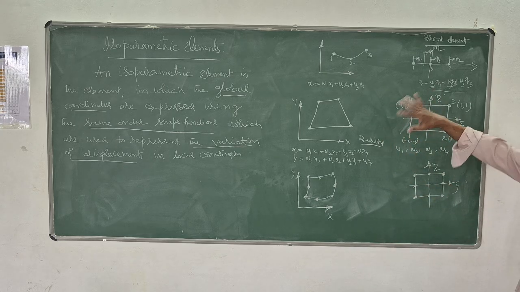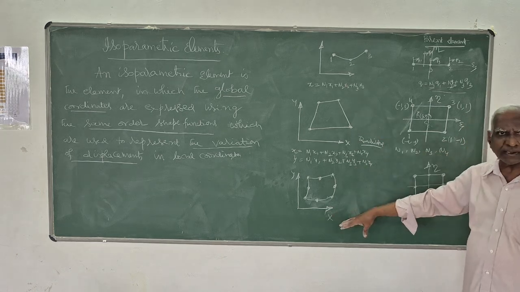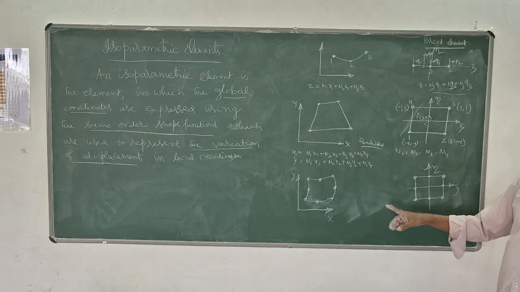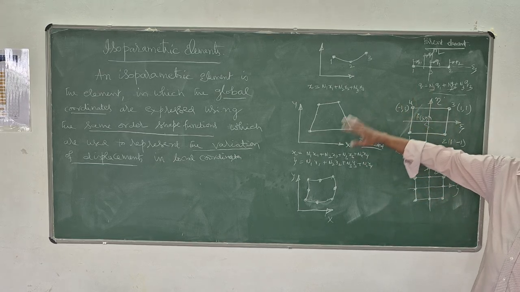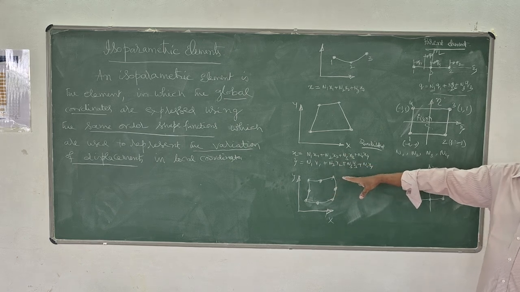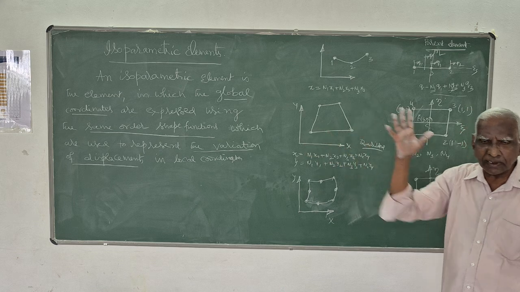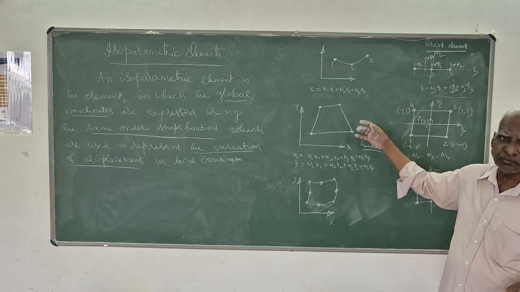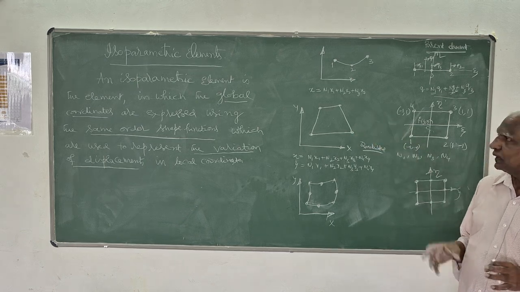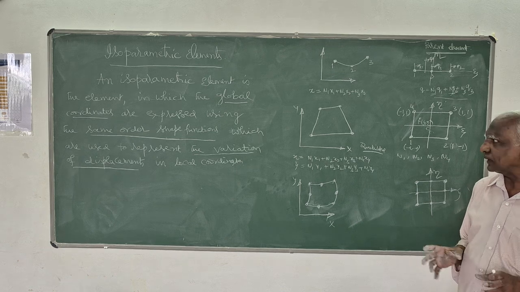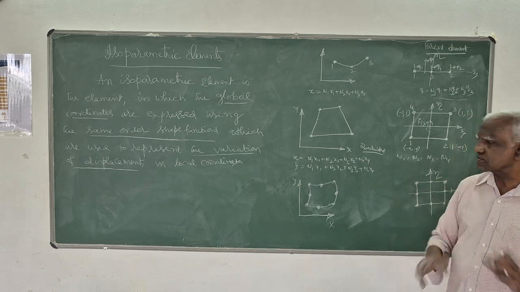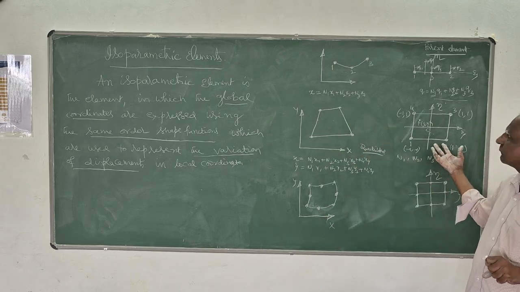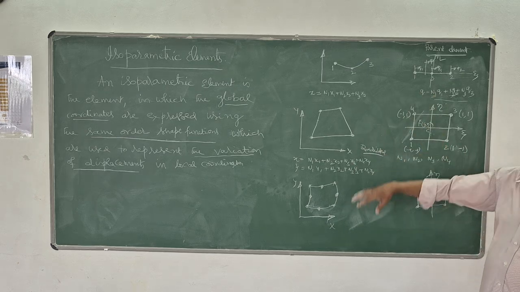You just use the same equation. You don't go on plotting this, but it is utilized. This concept is helpful in converting from natural coordinates to global coordinates, and all the element properties, mainly the stiffness matrix, we can easily derive using this isoparametric concept, using what is known as the Jacobian matrix.